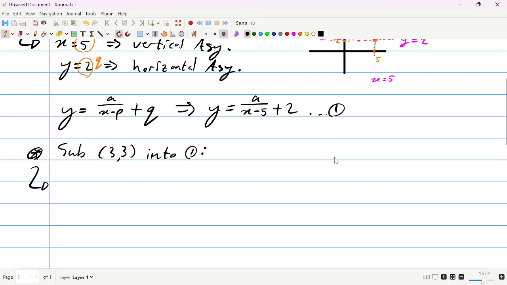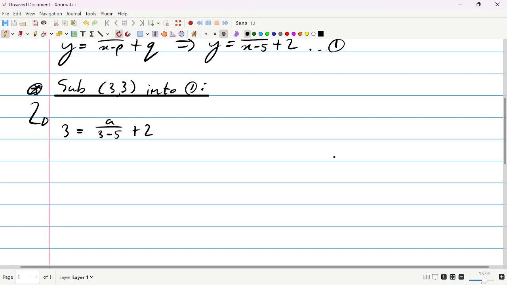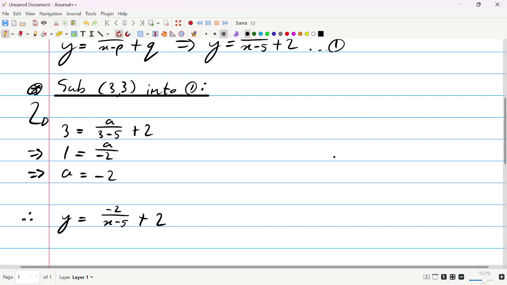Okay. So from here, when we sub (3, 3) into the actual equation, we are going to have 3 is equal to a over 3 minus 5, plus 2, because we just substituted our x and y values. So then from there, if we take the 2 over, it'll become 3 minus 2, which is just 1. And then here we're going to have a over 3 minus 5. 3 minus 5 is just negative 2. Then all we're going to do is multiply both sides by negative 2, such that we have a is equal to negative 2. Okay, so therefore our answer is going to be y is equal to negative 2 over x minus 5, plus 2. Was that difficult?